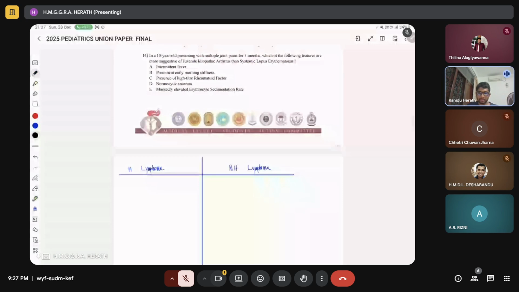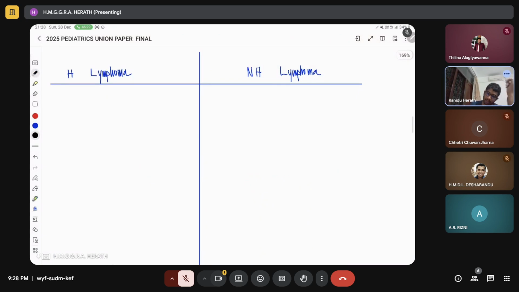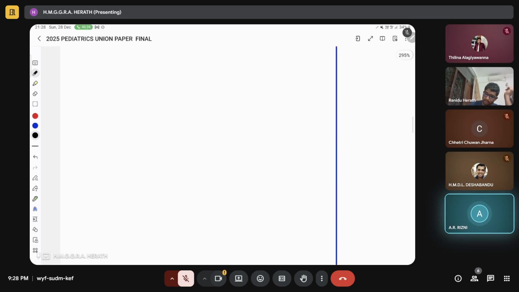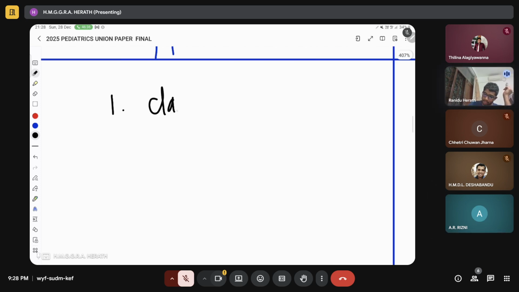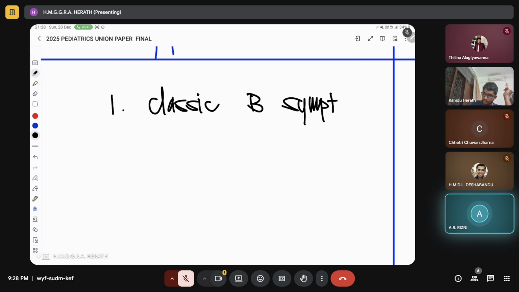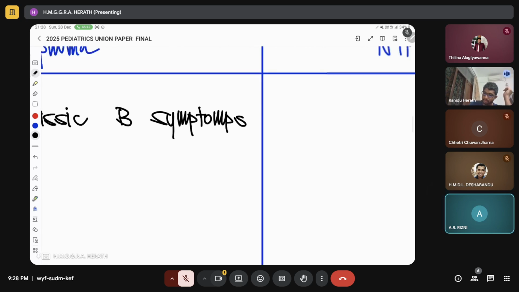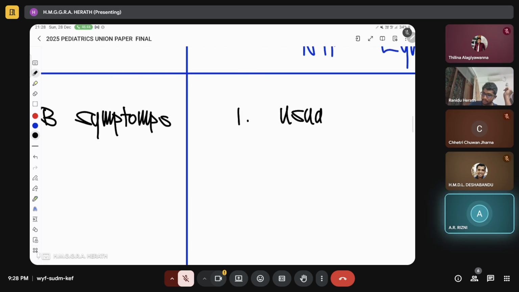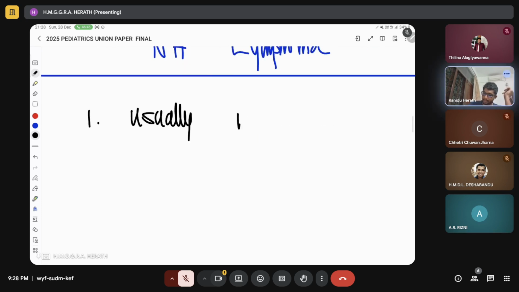Right, now you guys are going to tell me the difference between these two. Can you tell me one difference between Hodgkin and non-Hodgkin lymphoma? Hodgkin lymphoma has B symptoms, classic B symptoms. Okay. What about non-Hodgkin? These are usually not present, but they can be present.